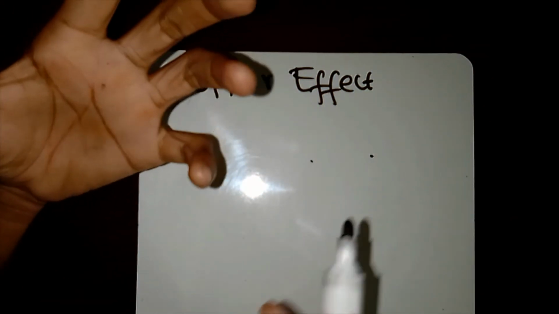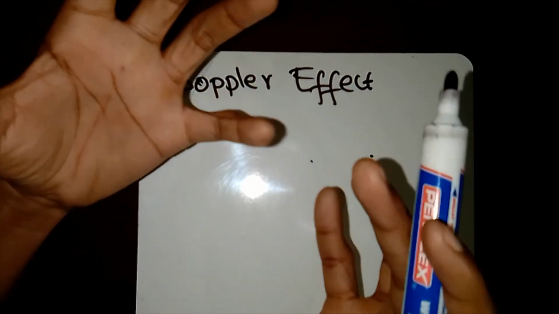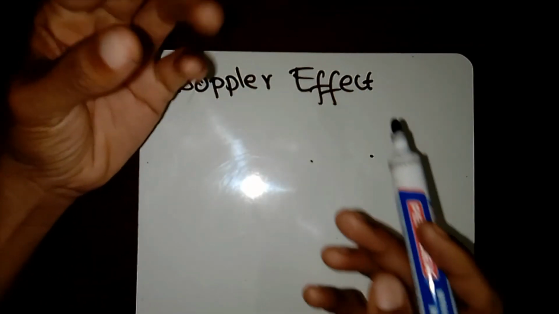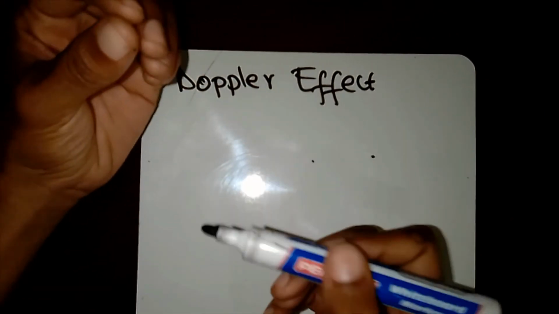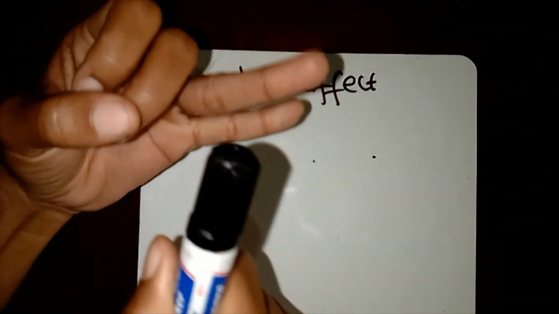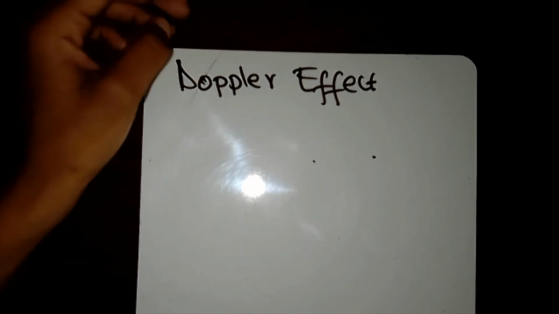So that perceived frequency is when we start defining the Doppler effect. Let me say it again: the change in the frequency of sound perceived by a listener, because the sound source and the listener or observer have different speeds relative to the medium in which sound is propagated. So please know those definitions.